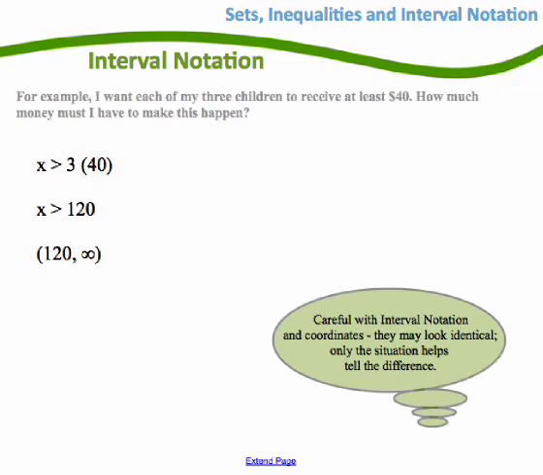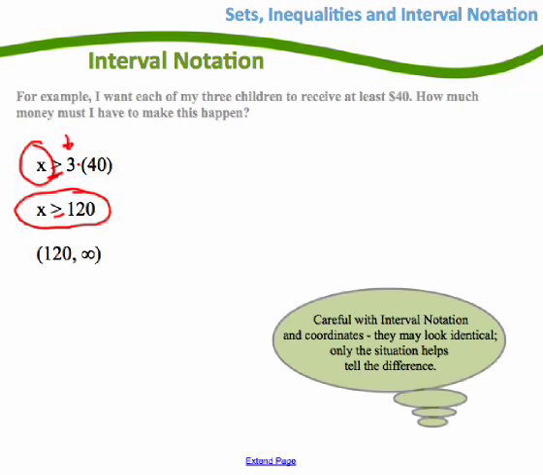So X is the amount of money I need, and it must be larger than, I guess it could be equal to, my 3 kids multiplied by how much money I have to pay them. So 3 times 40, of course, is 120. But notice here, the solution to my problem, X is greater than, we'll put an equal in there too, X is greater than or equal to 120. X could be a lot of numbers.